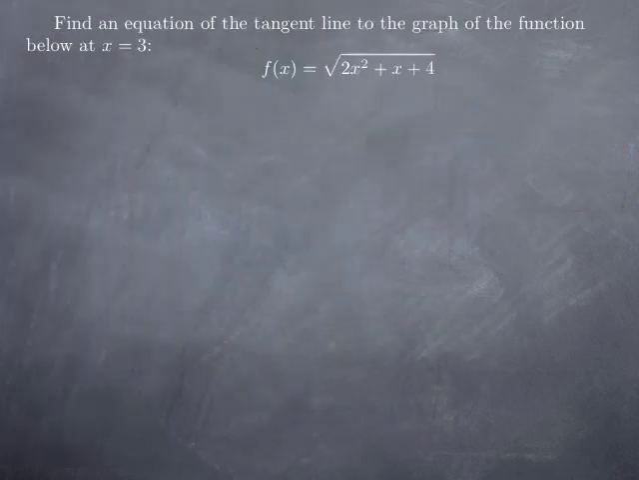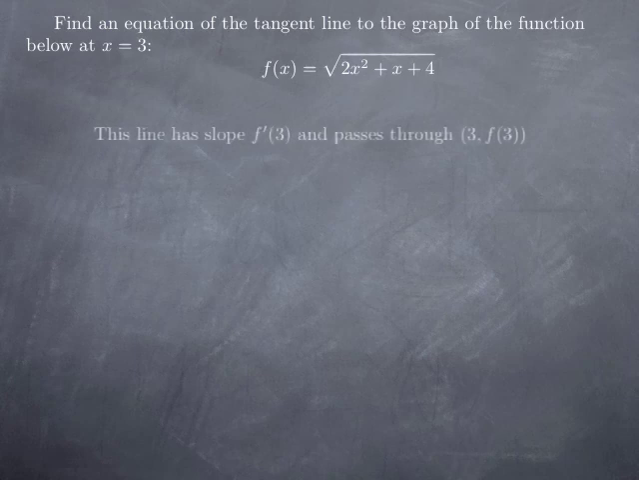Another kind of question is to find the equation of the tangent line to the graph of a function at a particular point. In this case, we're looking at the graph of the function square root of 2x squared plus x plus 4 at x equals 3. According to what we have seen about tangent lines, this tangent line is the line that has slope the derivative of this function at x equals 3 and passes through the point on the graph of the function corresponding to x equals 3. In other words, it has first coordinate 3, second coordinate f of 3.